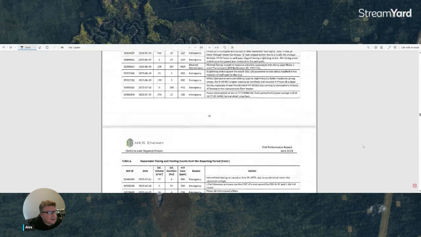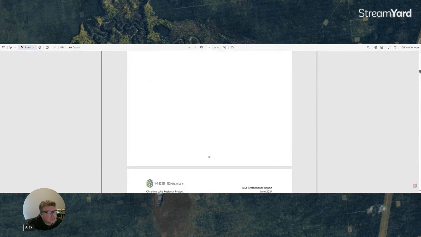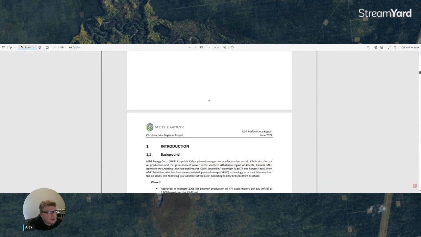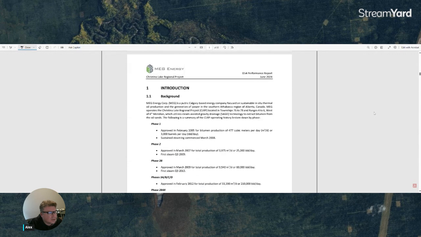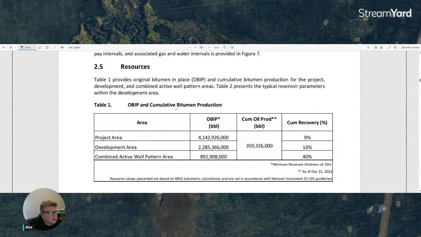Okay, so let's go over this document. By the way, we're discussing the public domain D54 document from Christina Lake from June 2024. Let's talk a little bit about the resource. This is original bitumen in place, OBIP, and this is cumulative bitumen production. This is the area, this is the OBIP, and this is cumulative oil production. In their project area, they have about 4 billion barrels. The development area where they produce is about 2.2 billion.